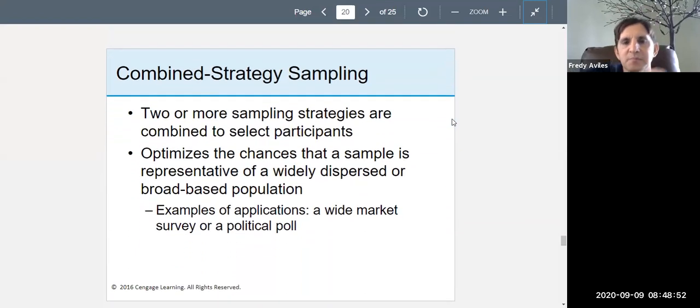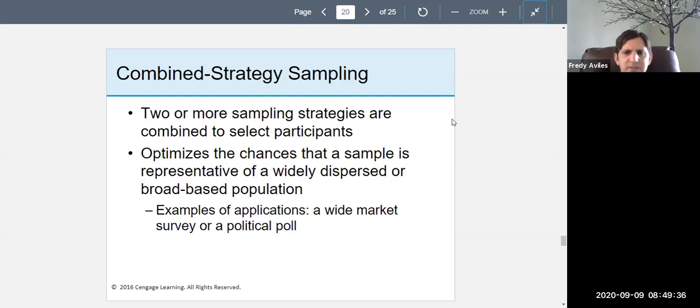You can use what's called combined strategy sampling, right? Where 2 or more strategies are combined to select participants. Like for instance, you do simple random sampling, but you combine that with, let's say, systematic sampling. You do simple random sampling, but you select every 9th participant or something like that. You can use simple random sampling and combine, and then make it proportionate, okay? To make sure that the people you select are represented in the sample according to the percentage they make up in the population, okay?